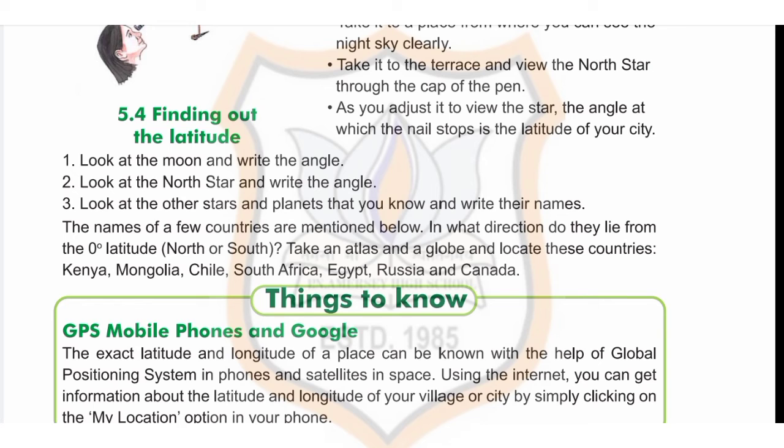The names of a few countries are mentioned below. In what direction do they lie from the 0 degree latitude, north or south? Take an atlas and a globe and locate these countries. And the names of the countries are Kenya, Mongolia, Chile, South Africa, Egypt, Russia and Canada.